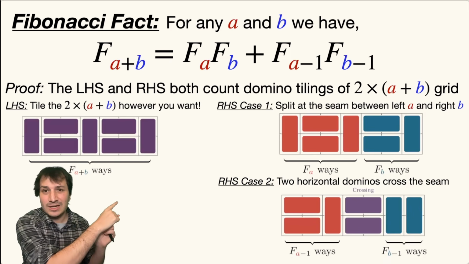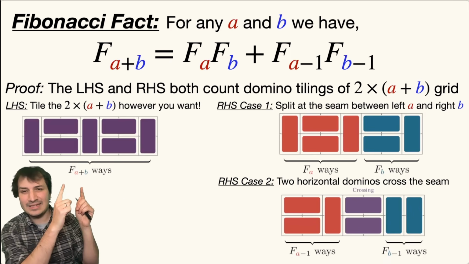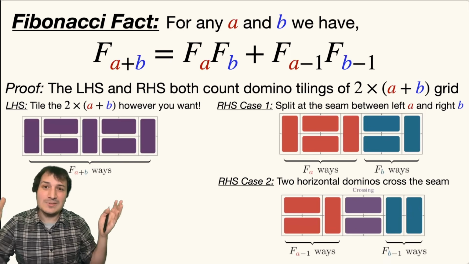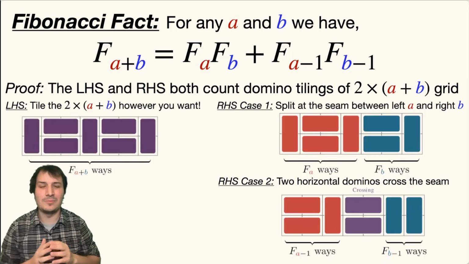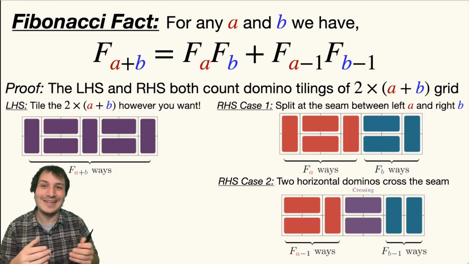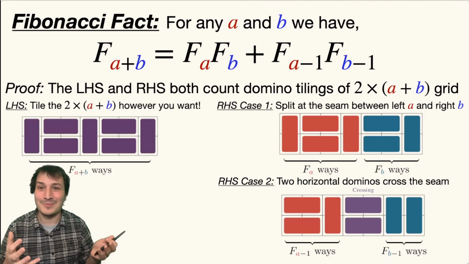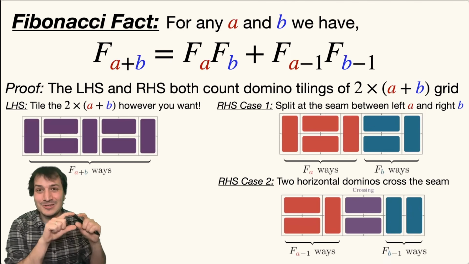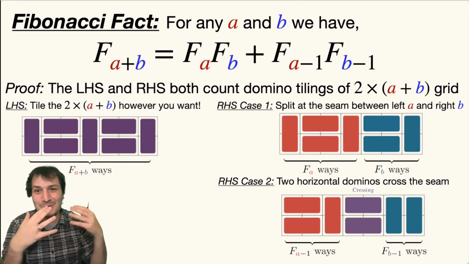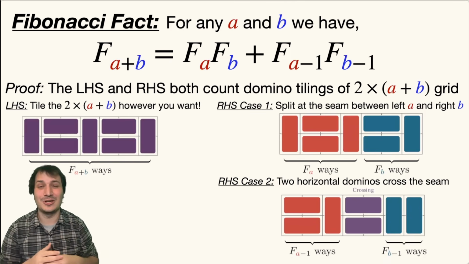Altogether, we know case 1 and case 2 count exactly the same thing as this left-hand side, which has F_{A+B} ways. So it must be that F_{A+B} equals the product F_A times F_B plus F_{A-1} times F_{B-1}. So hopefully in this video, I've convinced you that domino tilings have some really beautiful math behind them. And already the Fibonacci numbers appear in this really simple region. A 2 by n strip already has these nice identities, these nice Fibonacci numbers appearing.